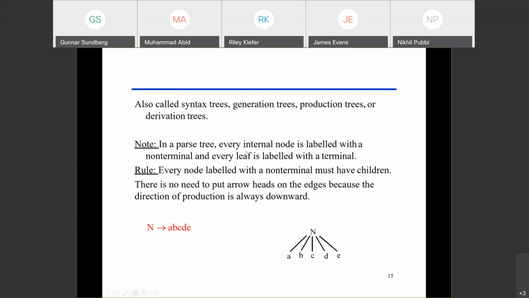In a parse tree, as I just explained, every internal node is labeled with a non-terminal, and every leaf is labeled with a terminal. So every node labeled with a non-terminal must have children. There is no need to put arrows, because we always traverse the tree from top to bottom. You don't need to put an arrow here because this is the default understanding when you're talking about a tree: its direction is downward, from top to bottom. Okay, it is a common understanding.